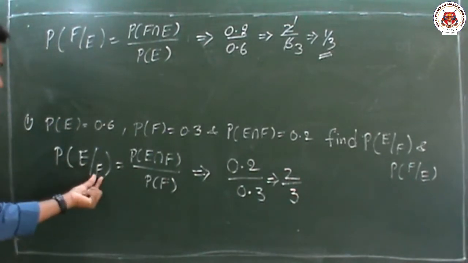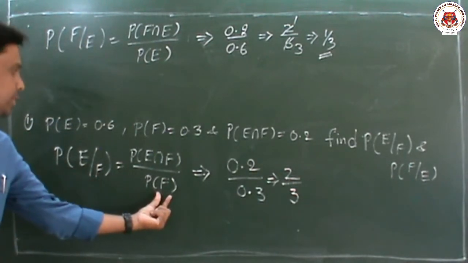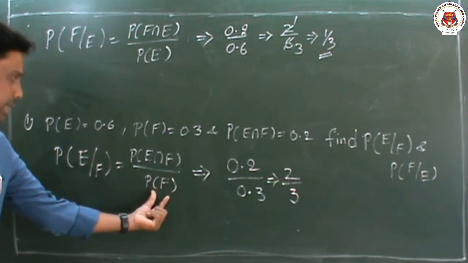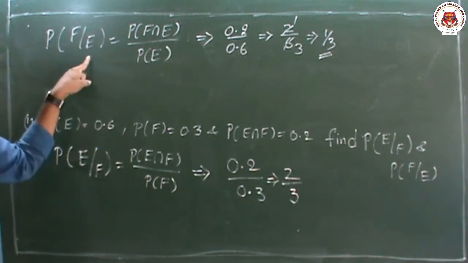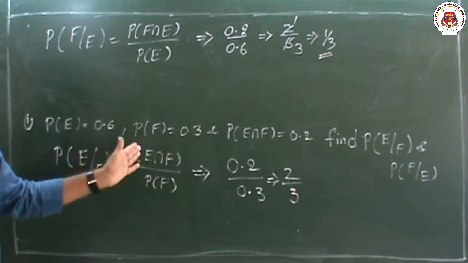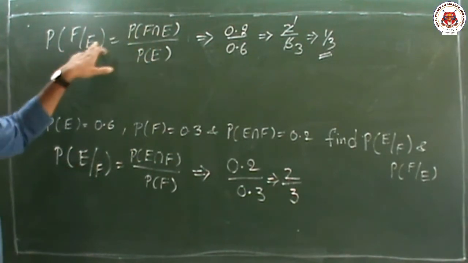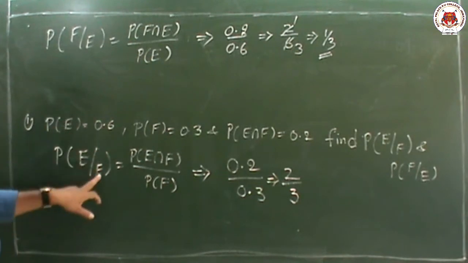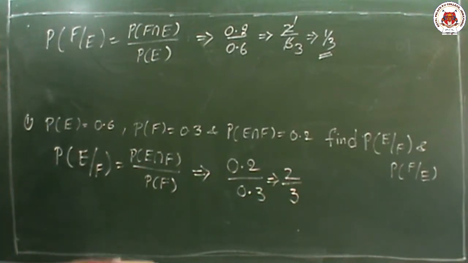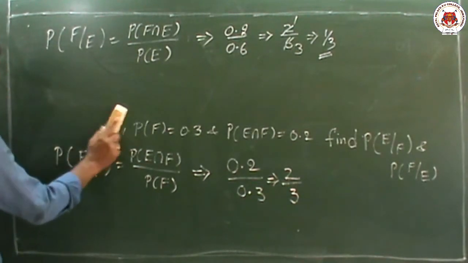So for E by F, whatever the denominator is, that one we have to write in the denominator place. F means F, E means E. But the numerator place is the intersection of both. For F by E, it is F intersection E in the numerator, and the denominator is P of E. This is the method we will use to find it.